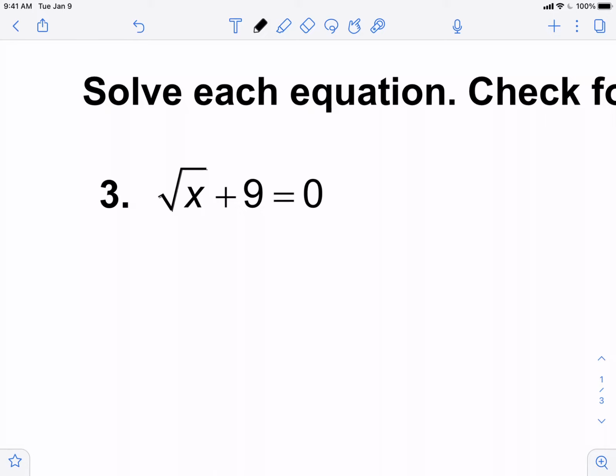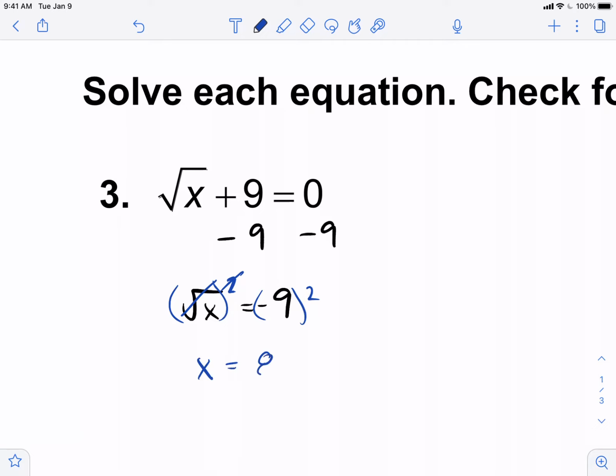Now, when you get to a problem like this, the name of the game is to get the square root alone. So we want to start by subtracting 9 from both sides, and we'll get the square root of x is equal to -9. Now, whenever you have the square root alone, the way you undo a square root is by squaring it. So you want to square both sides, and we'll realize that a square and a square root undo one another, so we're just going to be left with x. Negative 9 squared is a positive 81, and that is our answer.